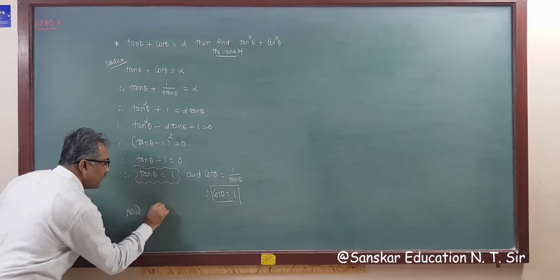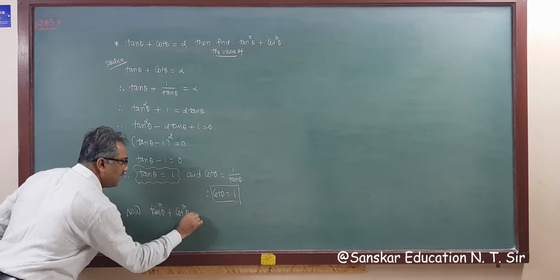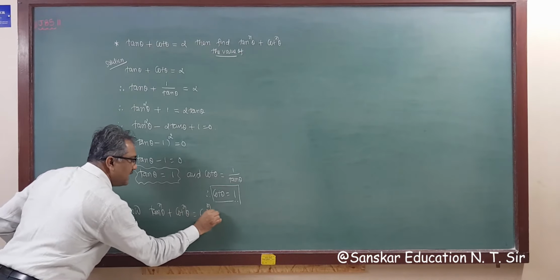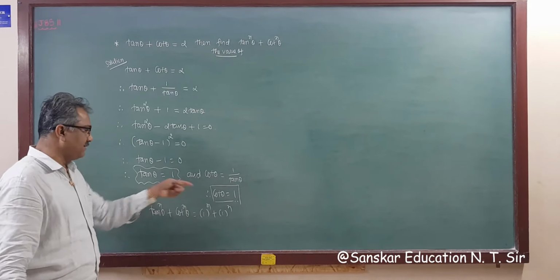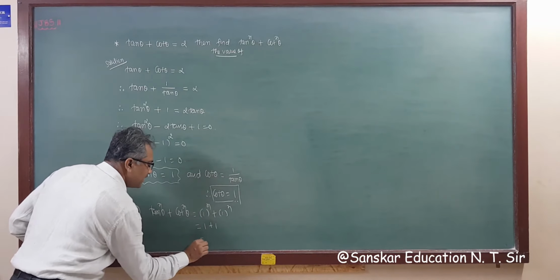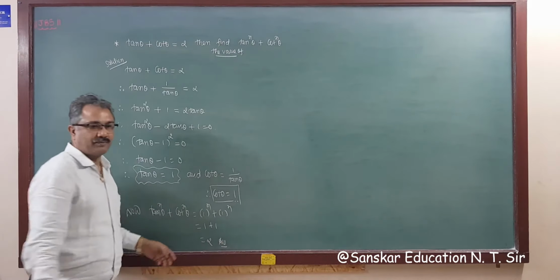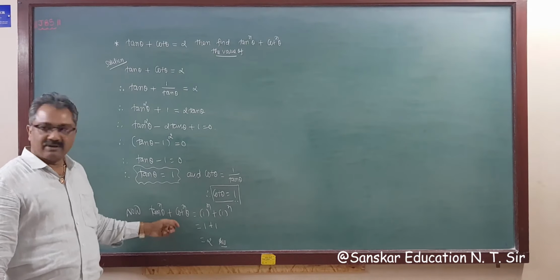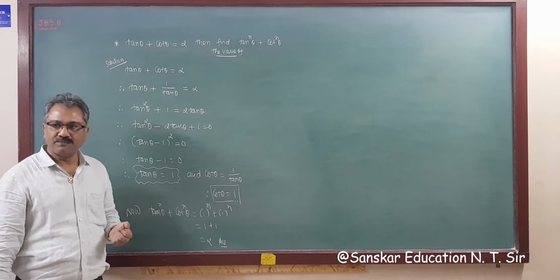tan raised to n theta plus cot raised to n theta is equal to 1 raised to n plus 1 raised to n, substituting the values of tan and cot as 1 and 1. So what do we get here? This is 1 plus 1, that is 2. So this is your answer. The answer of tan raised to n theta plus cot raised to n theta is 2, right?